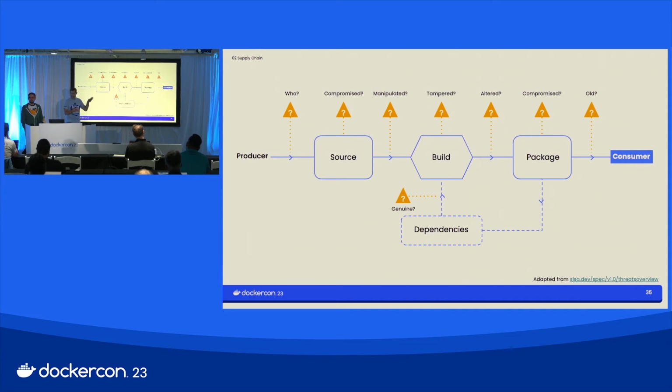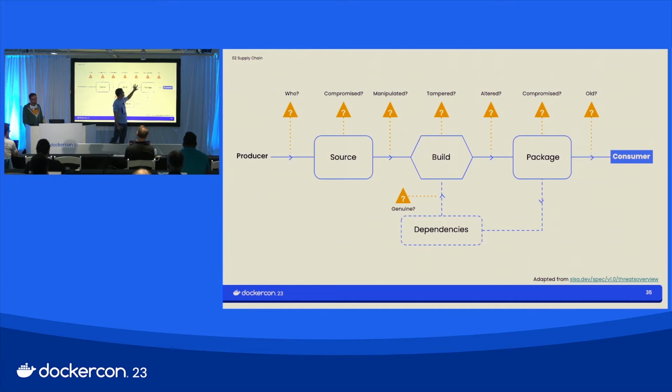There are a lot of questions that you need to answer, right? Who is the producer of this software? Are the dependencies actually the ones you think they are? Has something happened to the source code between its production and its use downstream? Was it somehow manipulated? Has the build system been tampered with to inject artifacts, code, what have you, into the software as it's being built, right?